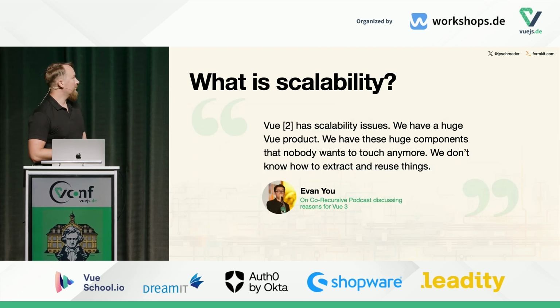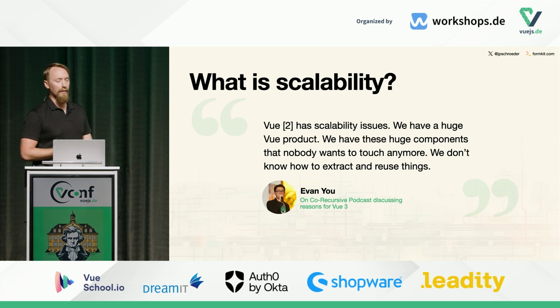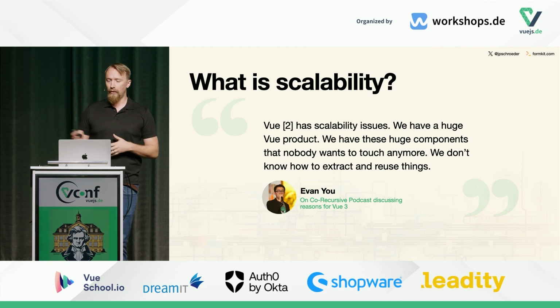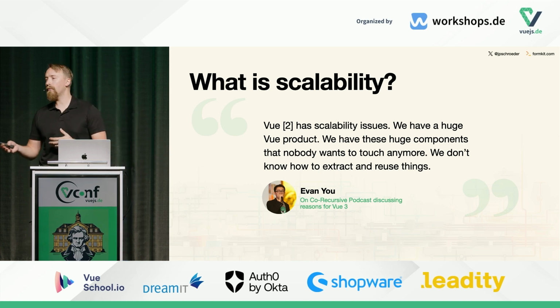Evan had an interesting little snippet I clipped out of a podcast recently, where he was talking about Vue 2's scalability issues. He said, Vue 2 has scalability issues. We have a huge Vue product, we have these huge components nobody wants to touch anymore, and we don't know how to extract and reuse these things. And that's what gave rise, at least in some regard, to the Composition API.